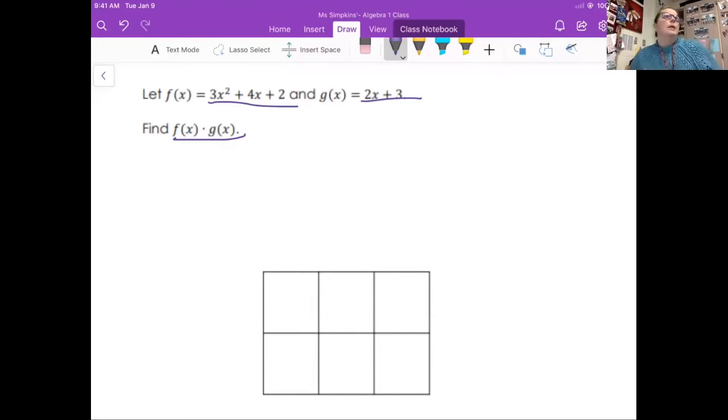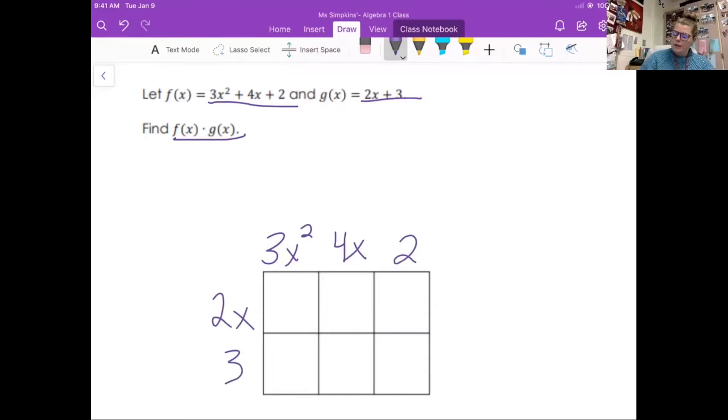So we're still using the boxes. If we take f of x, we're going to write it on the top of our boxes: 3x squared, 4x, and 2. And then g of x is going to go on the left-hand side of our box, 2x and 3. And we're going to multiply each little piece together and then add it up at the end.